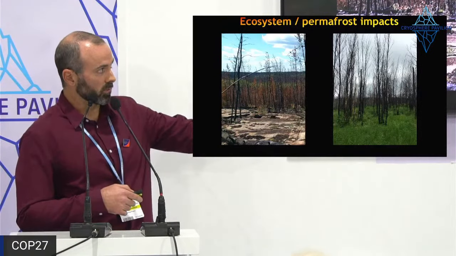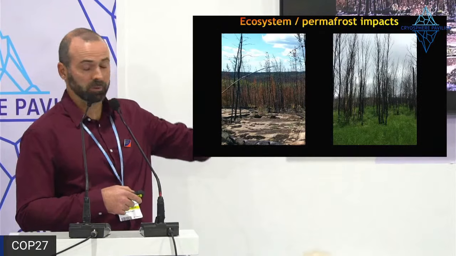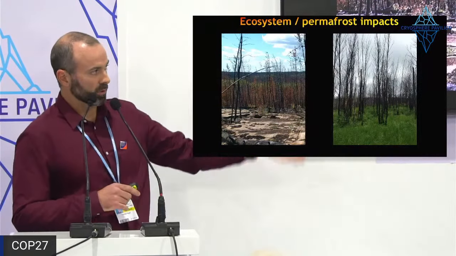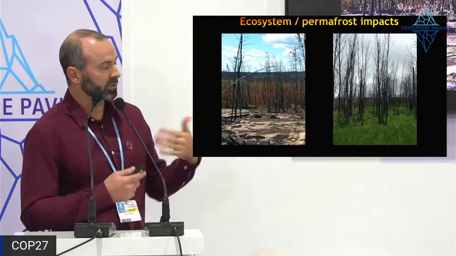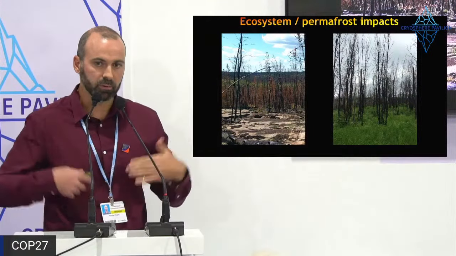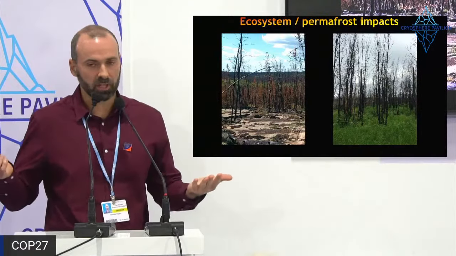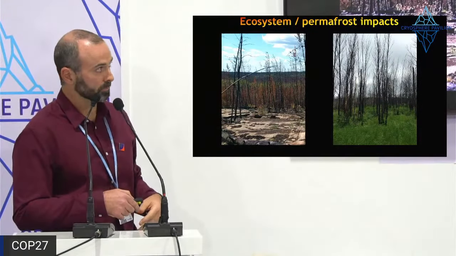On the picture on the right, this is one of those forests that isn't supposed to burn very much. This is a young deciduous forest. We saw a lot of burning. In the understory, you see lots of grasses coming up. So there are systems, especially on the southern end of the boreal, that if you see more fires, they're likely to transition to shrubs or grasslands because the trees just can't keep up with how rapidly the fires are coming.